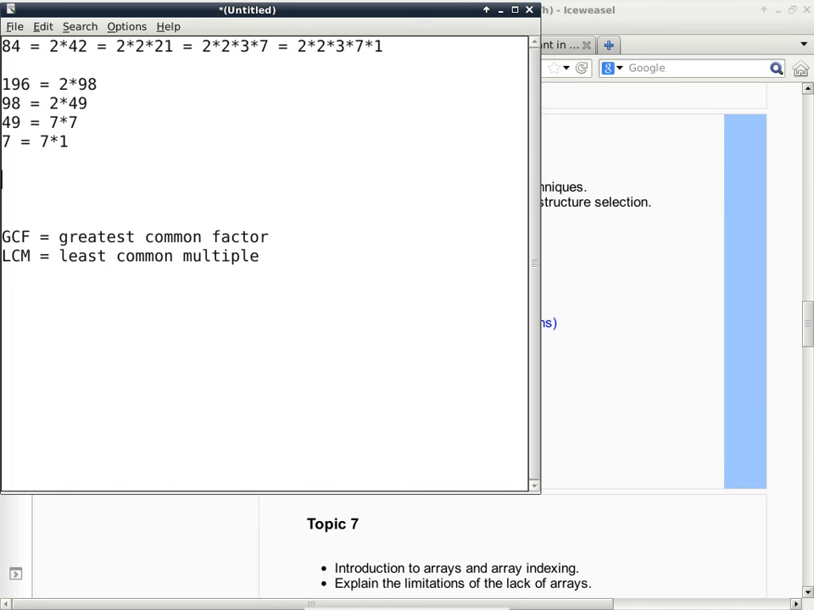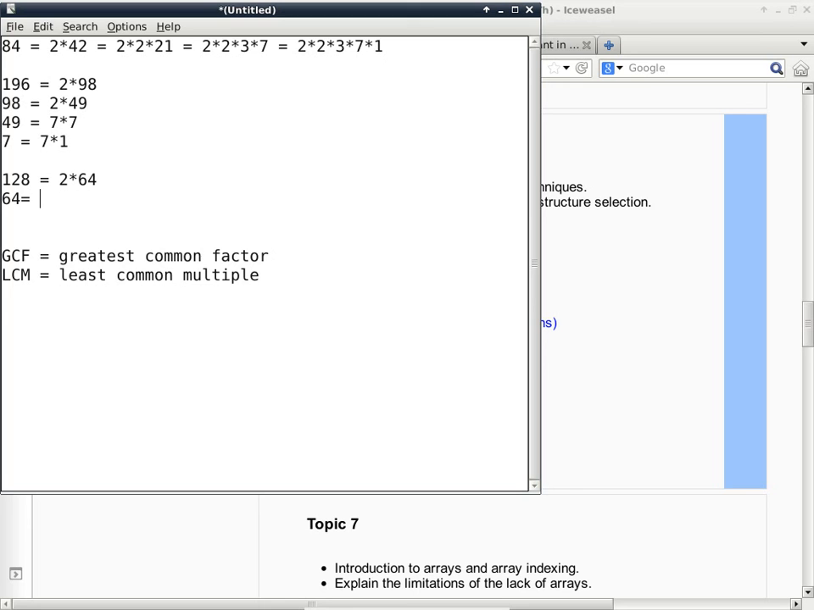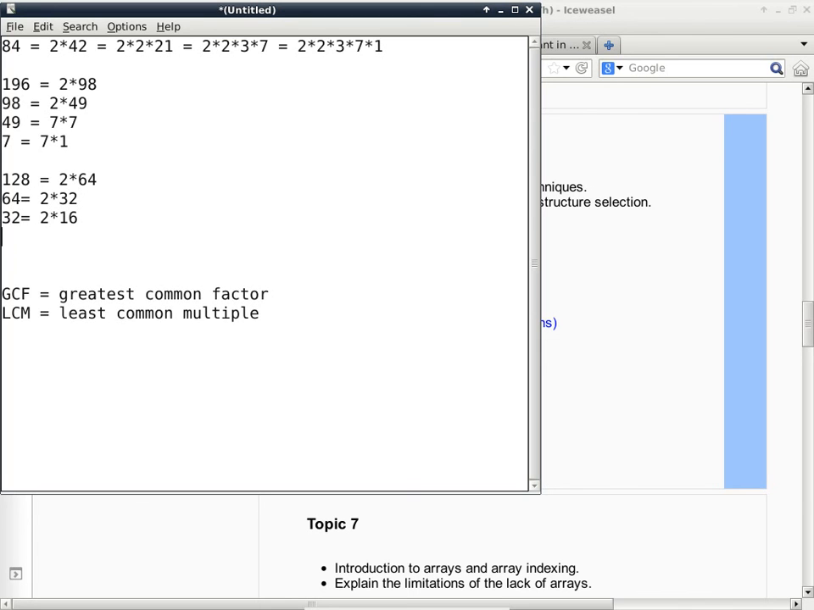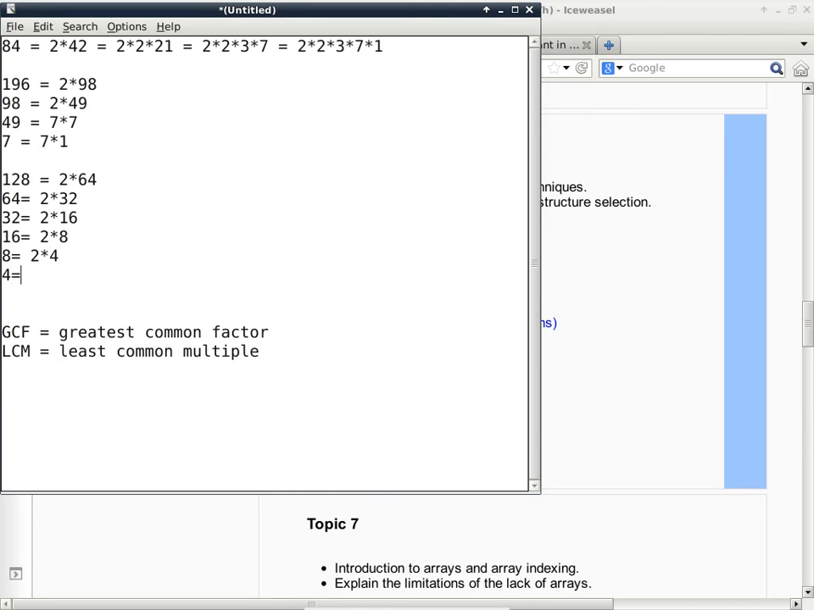You can try something that's really redundant, like 128. 128 is 2 times 64. 64 is 2 times 32. 32 is 2 times 16. 16 is 2 times 8. 8 is 2 times 4. 4 is 2 times 2. And 2 is 2 times 1. But by the time we get to 1, we're done.